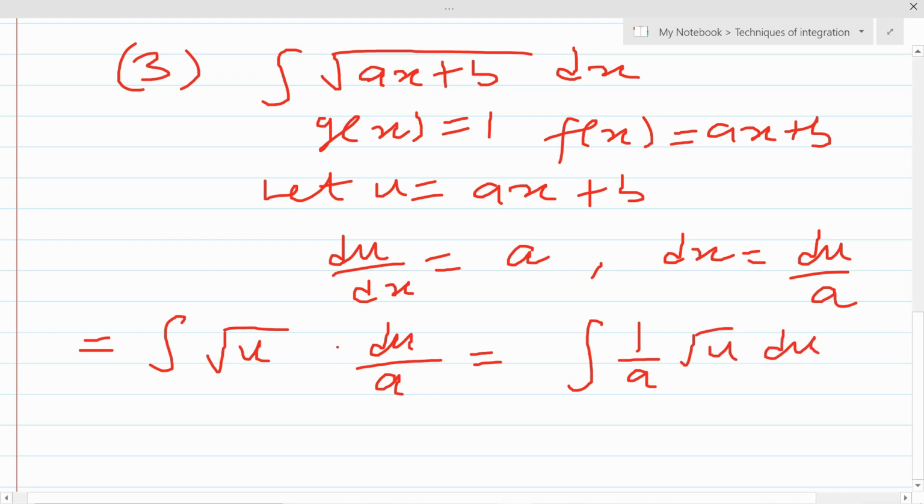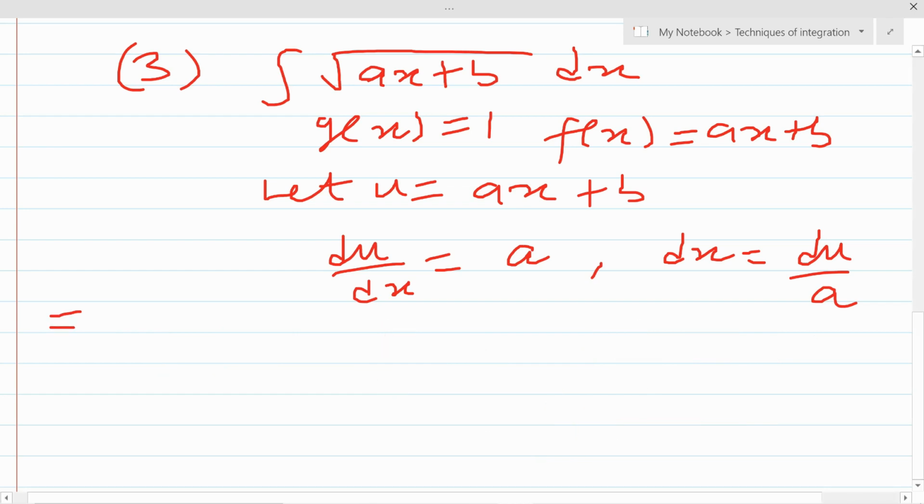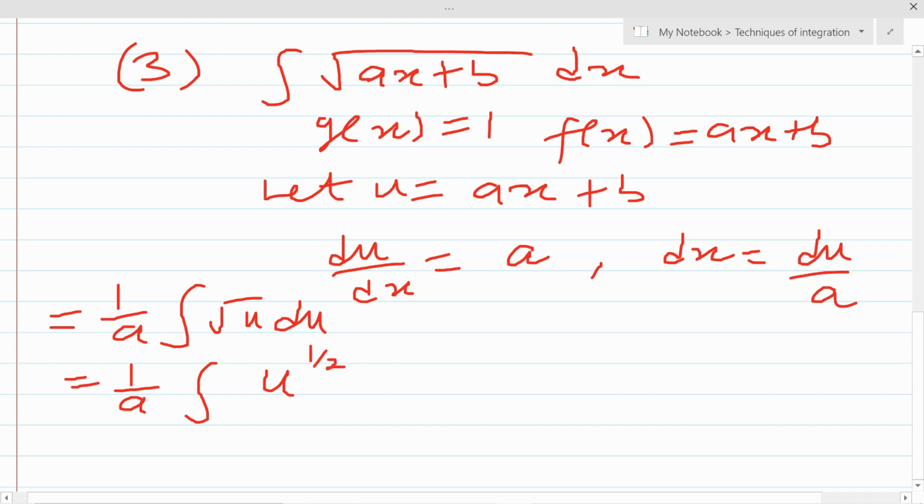Okay, we can interchange just the denominator like that since they are just multiplying. So this is 1 over a integral of square root of u du. Okay, so this is what we are about to do. Everything has been transformed to 1 over a integral of square root of u du, but this is the same as 1 over a integral of u to the half du.